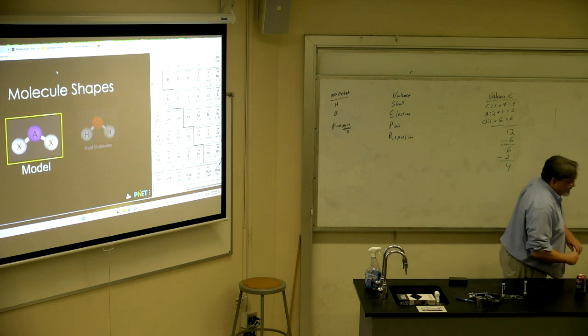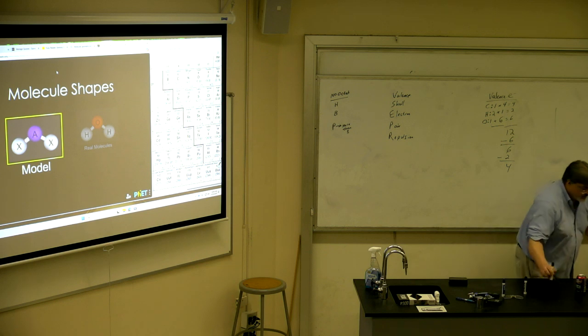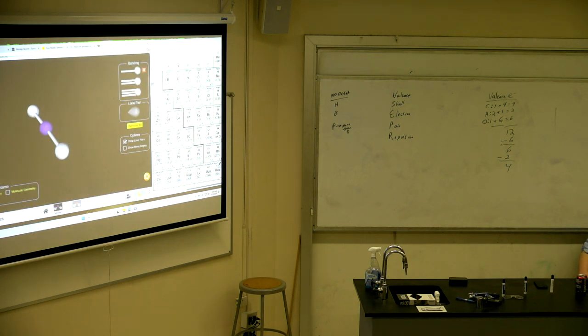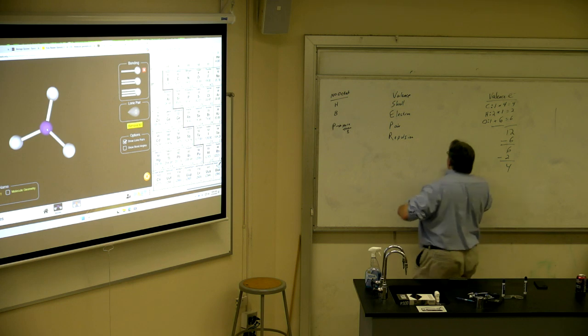If you had, I guess I could do this here. Let's start with just a model. All right, so for this, there's a central atom, really the atom that we're focusing on, the purple one. And I've got 3 atoms around it.